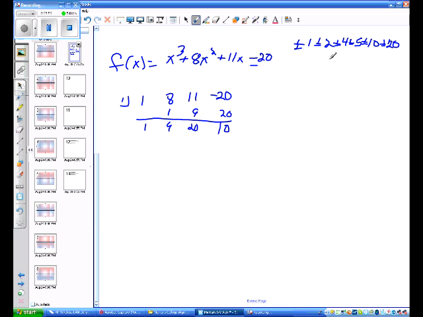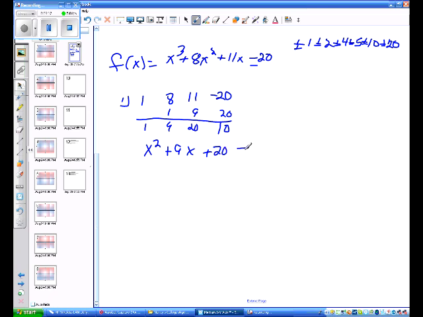If it hadn't been, then we would try 2. If 2 didn't work, we would try 4. And we would try them, and then we could go back and try the negative ones. We try them until we find one that worked. Now, what this did was it gave us a reduced equation of x squared plus 9x plus 20.